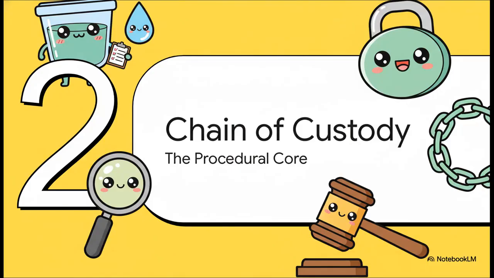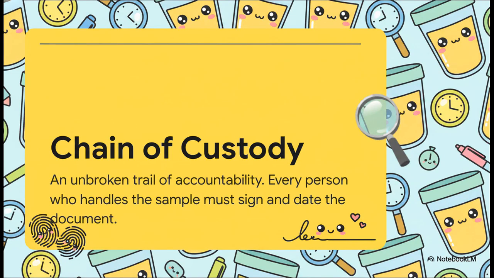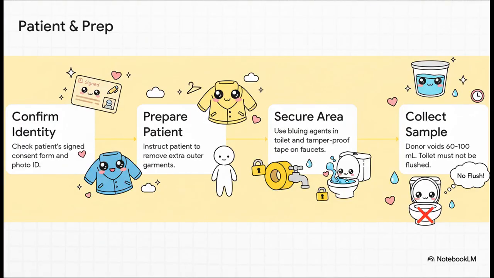And that brings us to part 2, the absolute procedural heart of everything we're talking about today, the chain of custody. Let me be blunt. If you get this wrong, even the most perfect lab result is legally worthless. It's that important. So what is it exactly? A chain of custody is basically a legal document. It's an unbroken paper trail that proves who had the sample and when. Every single person who touches that sample, from the collector to the lab tech, has to sign and date it. There can be 0 gaps, no questions asked. This is how we guarantee that the sample we're testing is the exact same one the donor provided, with absolutely no chance of tampering.